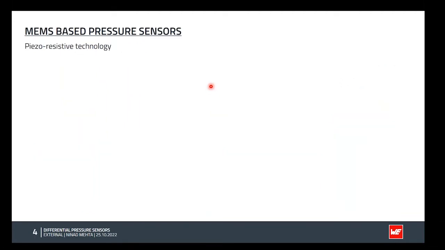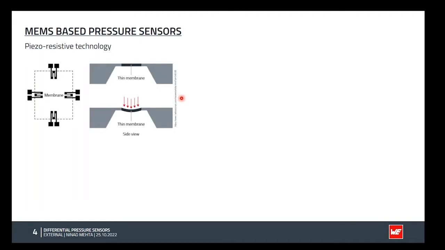Moving ahead, we talk about MEMS-based pressure sensors. There are different kinds of MEMS technology available in pressure sensors, namely piezoresistive technology or capacitive technology. For differential pressure sensors, piezoresistive technology is more popular, so we are going to focus on it. This is based on piezoresistivity, where the resistivity of the material changes when the material is under stress, force, or pressure.